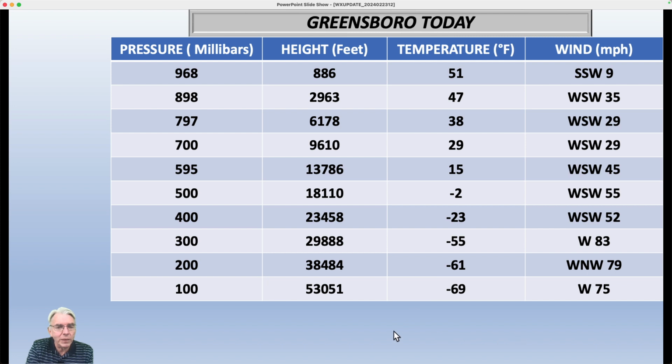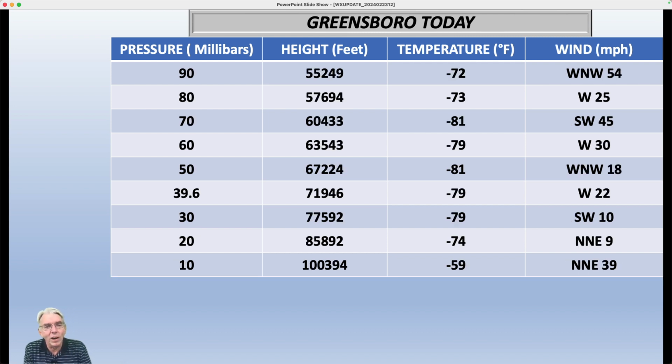Okay, and then finally, we get all the way down here to 100 millibars, which is 53,000 feet above the ground, or above sea level. Temperature is 69 degrees below zero, and the wind is west at 75. Now, believe it or not, the balloon goes even higher than that.